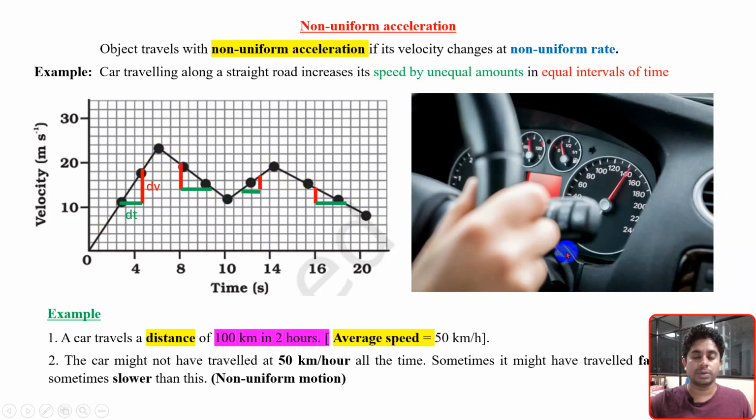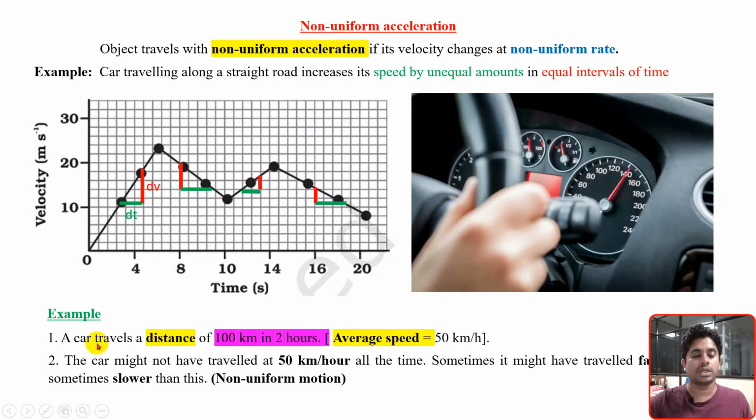Here, what we are observing is that suddenly I increase the speed. Here we have increased the car speed, then decreased it, then again increased it, and again decreased it. Increase, decrease, increase, decrease, but not by an equal amount. It is an unequal amount in equal intervals of time. So this motion of the car is non-uniform motion.